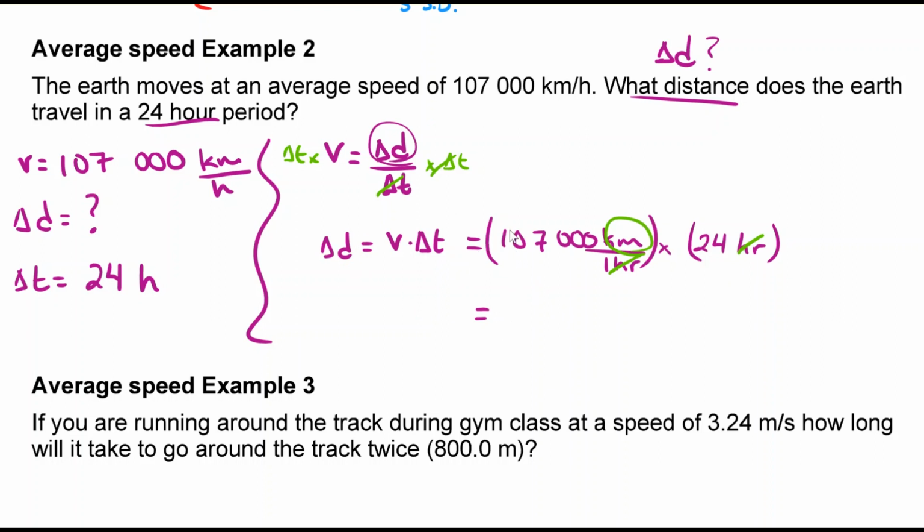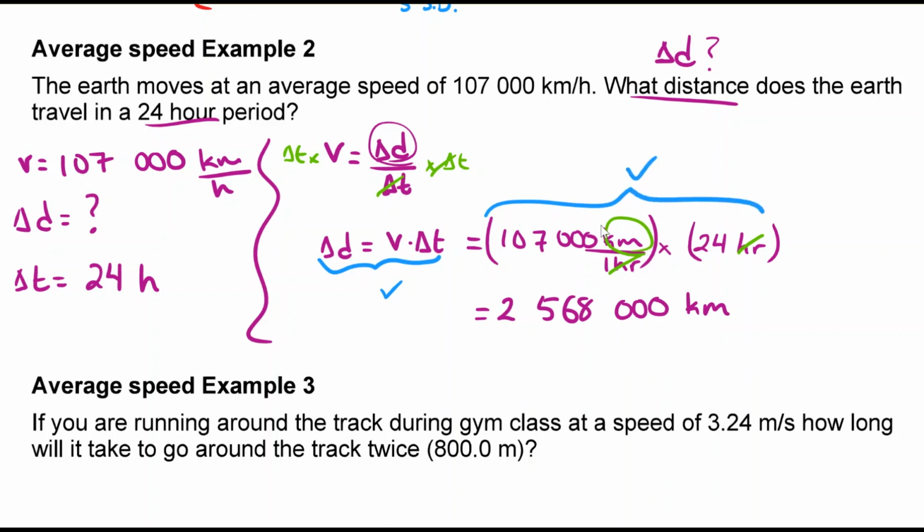I get a massive number. I get 2,568,000 kilometers. That's how far the Earth travels in 24 hours, in 1 day. Now, let's take a look at this. I correctly gave the rearranged equation. Good, that's worth a mark. I correctly substituted in all the numbers with their units.